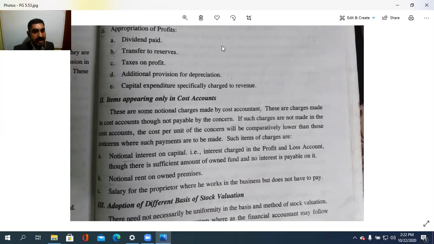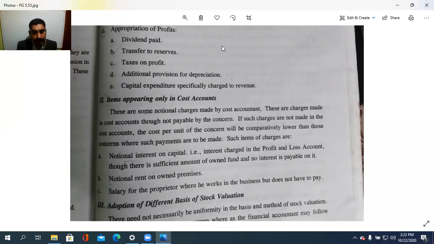Another one is notional rent on owned premises. ഒരാള് ഓൺ ചെയ്യുന്ന പ്രമിസസിന് കൊടുക്കുന്ന റെന്റ്, ഓക്കെ, അയാൾ തന്നെ കൊടുക്കുന്ന റെന്റ്, അത് it should be avoided. Then salary for the proprietor where he works in the business but he doesn't have to pay. സ്വന്തമായിട്ട് ഞാനിപ്പോൾ എന്റെ കൺസേണിൽ തന്നെ വർക്ക് ചെയ്യുക, ഞാൻ സാലറി എടുക്കേണ്ട കാര്യമില്ല, പക്ഷെ അതിനകത്ത് കാണിക്കുന്നുണ്ട്. അപ്പൊ അവിടെ എന്താ? നോട്ട് ടു ബി ചാർജ്ഡ് as in cost account.